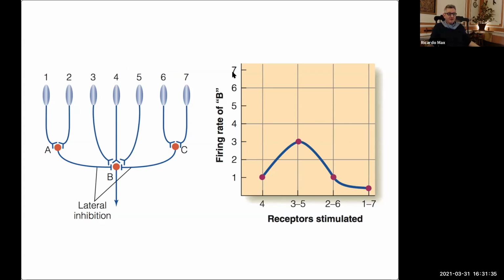And look what happens if it falls between 3 and 4. This is the maximum. And if it falls a little bit further away, on 1 and 7, suddenly we have inhibition. Okay? If it falls even further away, it will not affect it anymore.